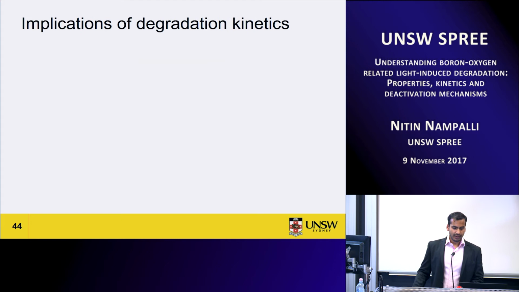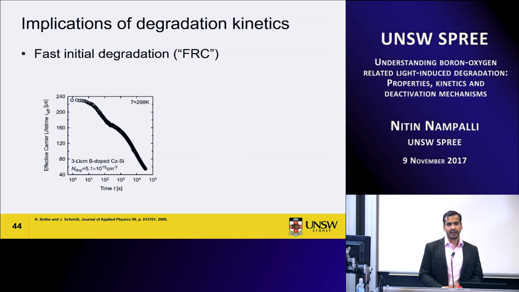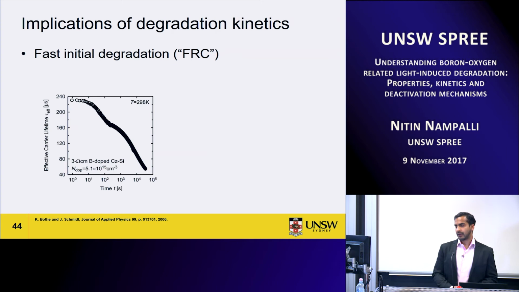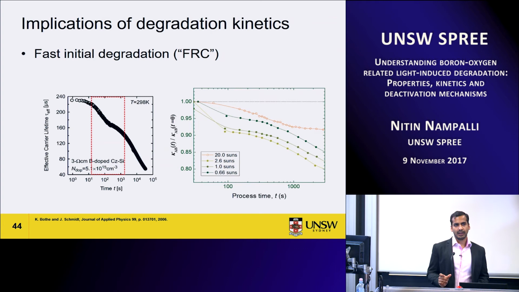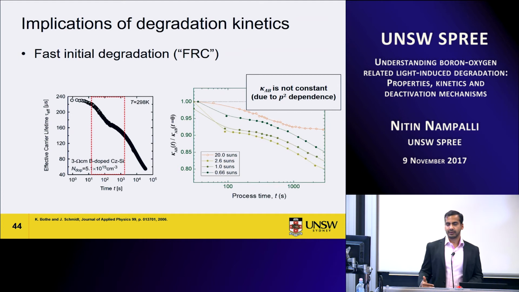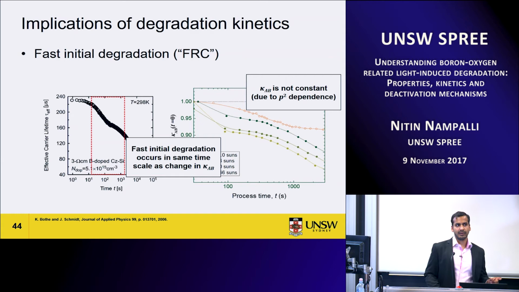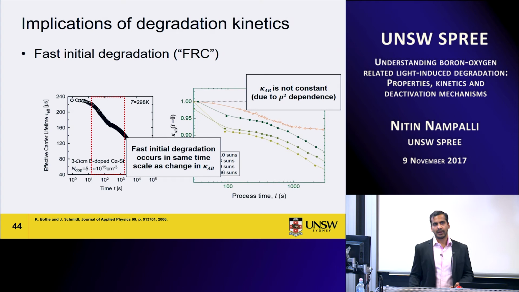The degradation kinetics in particular have some important implications. This is what the degradation actually looks like on a log plot, and you can see that the degradation lifetime has this double exponential decay, which you see with the kink in the curve. If we zoom into this area where you get that kink and look at the reaction rates in that time period, you can see that the reaction rate itself is changing as a function of time because of its dependence on the hole concentration. What that means is, because the degradation rate is not constant with time, maybe some of this initial fast degradation that you see is actually occurring because of this p squared dependence. So that's something to consider when we're investigating this fast degradation stage.